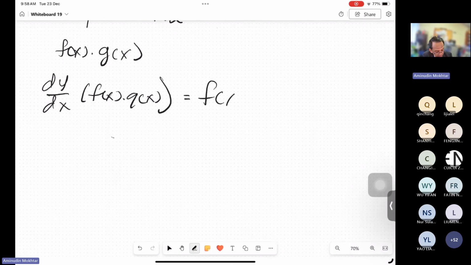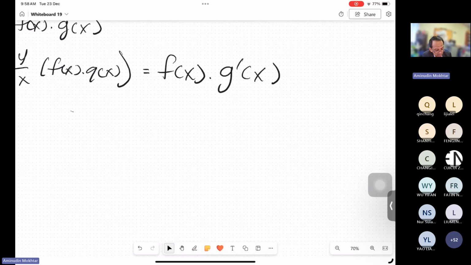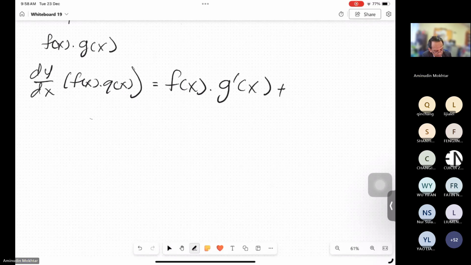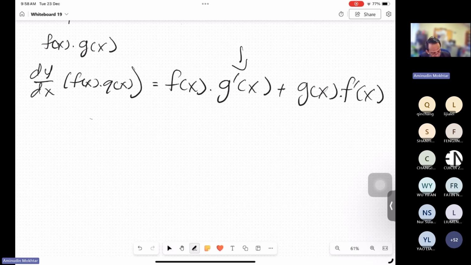This equals f(x) times the first derivative of g(x), g prime x, plus g(x) times the first derivative of f(x). Here g prime x is the first derivative of g(x), and f prime x is the first differentiation of f(x).